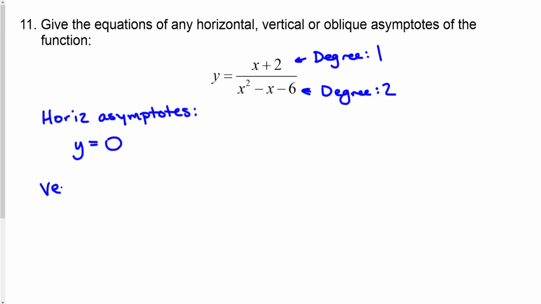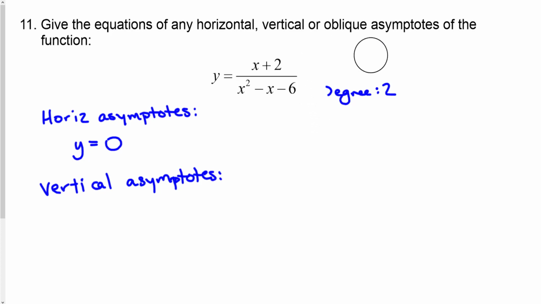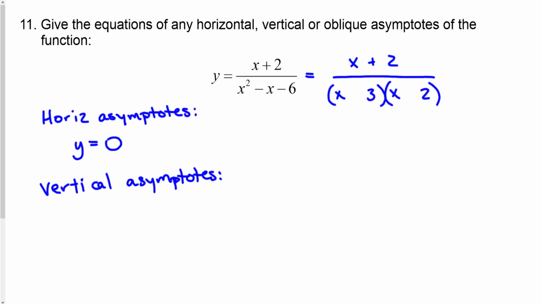For vertical asymptotes, we're looking for places where the function is undefined. So the function is undefined whenever you have zeros in the denominator, which means we should factor out this polynomial in the denominator to get those. So x and x, 3 and 2, if it's negative 3 and positive 2, then we will have that.